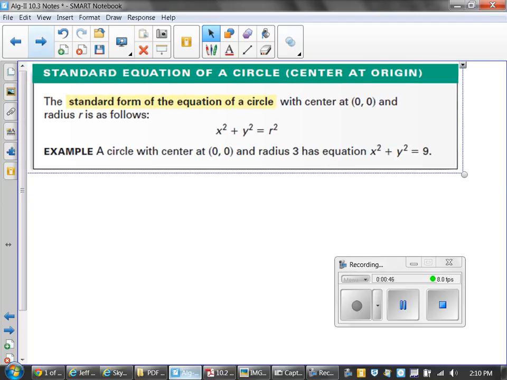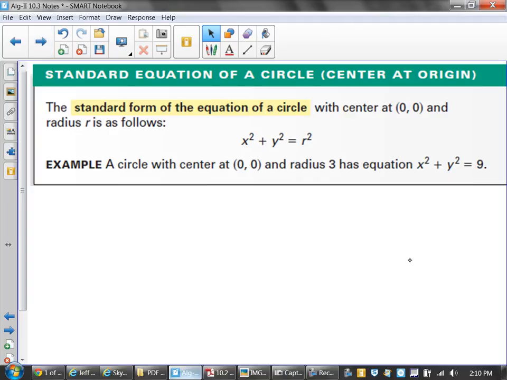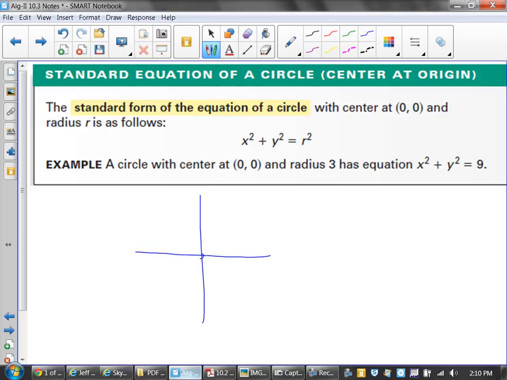Again, everything we do today is just going to be centered at the origin. No H, no K. So what we're looking at here is basically the following. A circle, center at the origin, there's my radius.